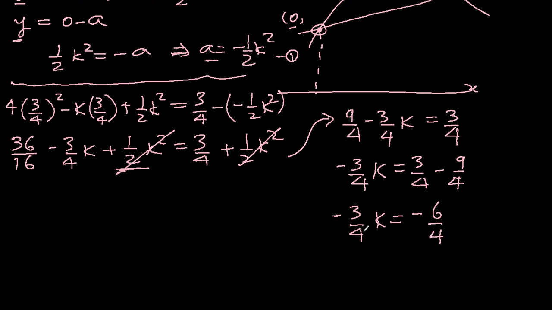Both of them have 4, so we can cancel denominators 4 by multiplying 4 both sides. Negative and negative can also cancel. So 3k equal to 6. So k equal to 6 divided by 3, which is 2.